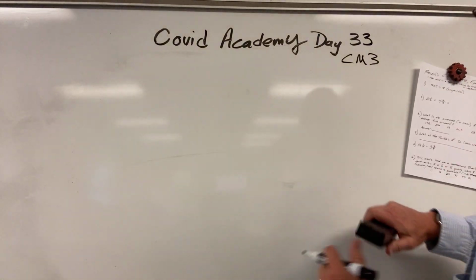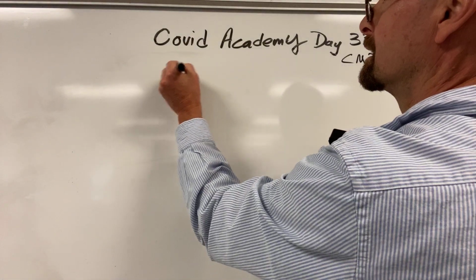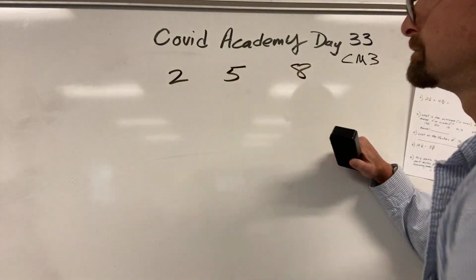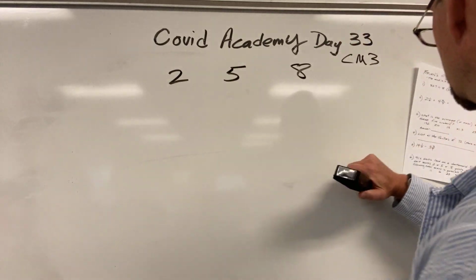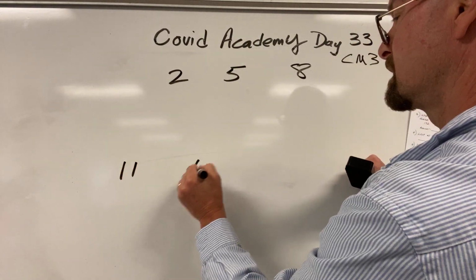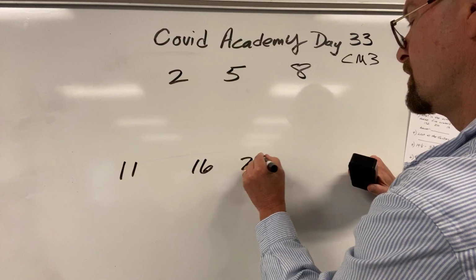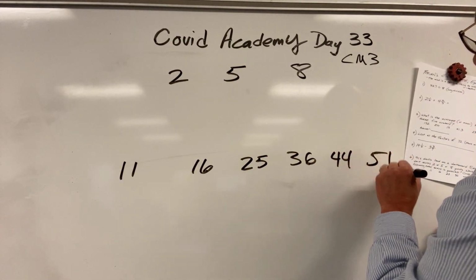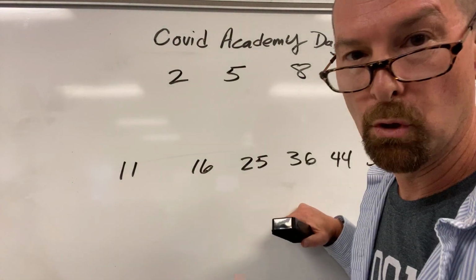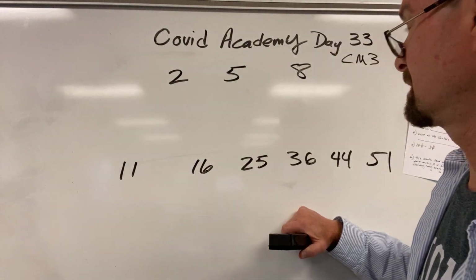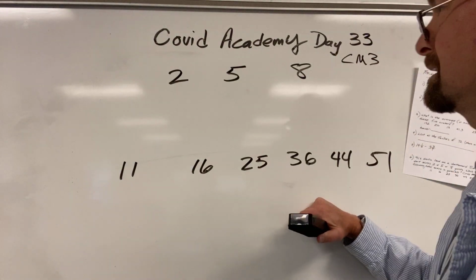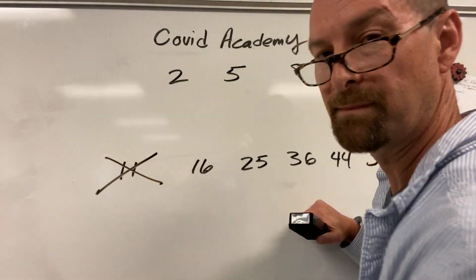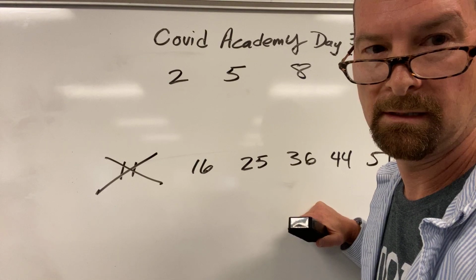Okay, 6 darts land on the board, and they get a 2, 5, or 8. Which is possible? 11, 16, 25, 36, 44, or 51. All right, we're going to bang off right here. Boom. If you got 6 darts, 6, right? Yeah, 6. The smallest you can get is 12. 11 whacked away. Okay?